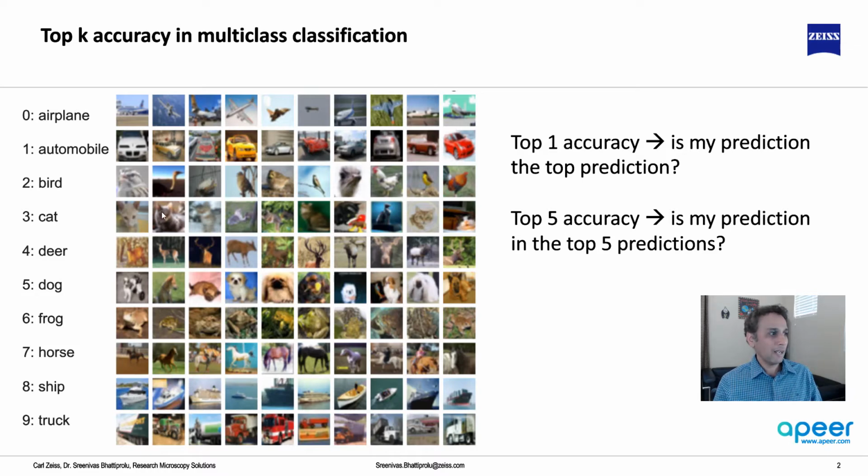It especially makes sense if you have like 50, 60 categories. If you have 60 different categories, how is my model doing? Is my prediction at least in the top five, if not the top one? So that's the quick summary of what top five is, and let me show you how to implement this. It's very easy because someone else already did a great job of providing us a library that we can use.